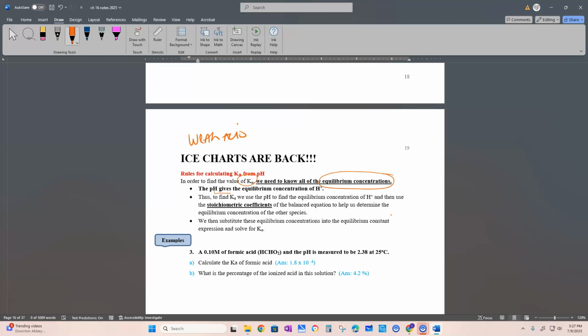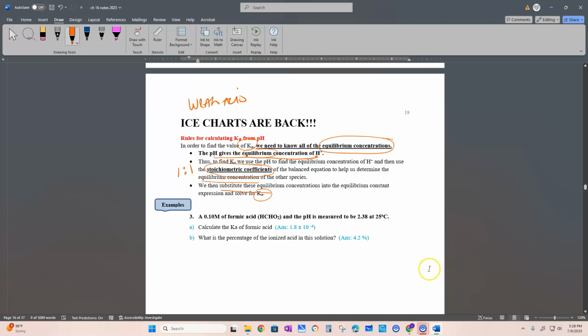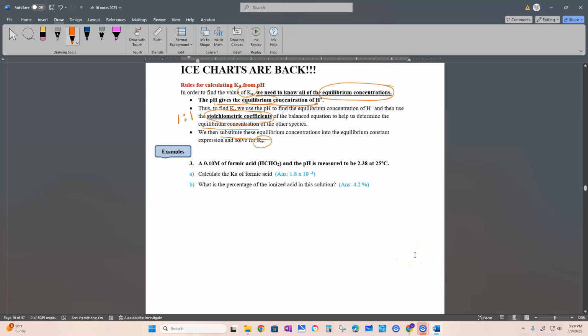The pH, here's the cool part. The pH tells us the H plus at equilibrium. To find Ka, we use the pH to find the equilibrium of H plus, and then we use stoichiometry because it's going to be a one-to-one relationship for those products. Then I can figure out all the other equilibrium values. We put it in, we substitute, we solve for Ka. Okay? All right, so I'm going to be solving, and we'll make some notes to the side.